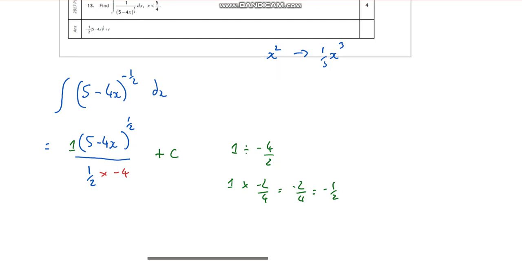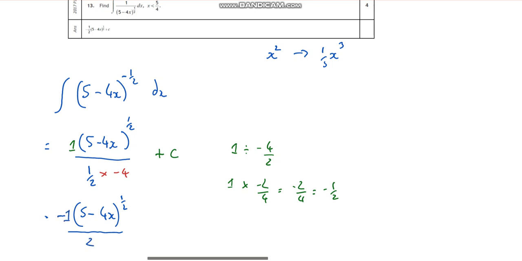So this is going to come out as negative 5 take away 4x to the half, divided by 2. It's just the same as negative a half, isn't it? I'll just write the little 1 in there just to show you, like negative 1 over 2. It's the same as times by a half. And then don't forget your plus c on the end.